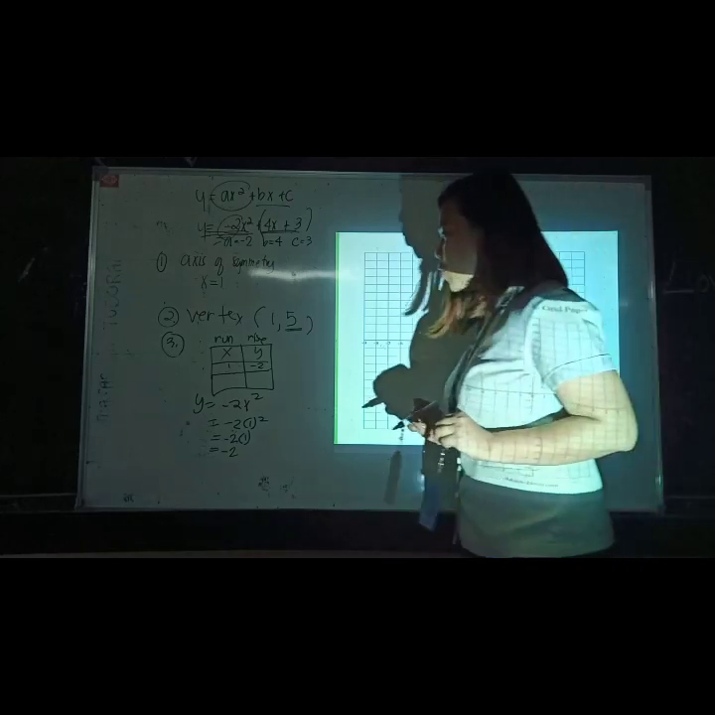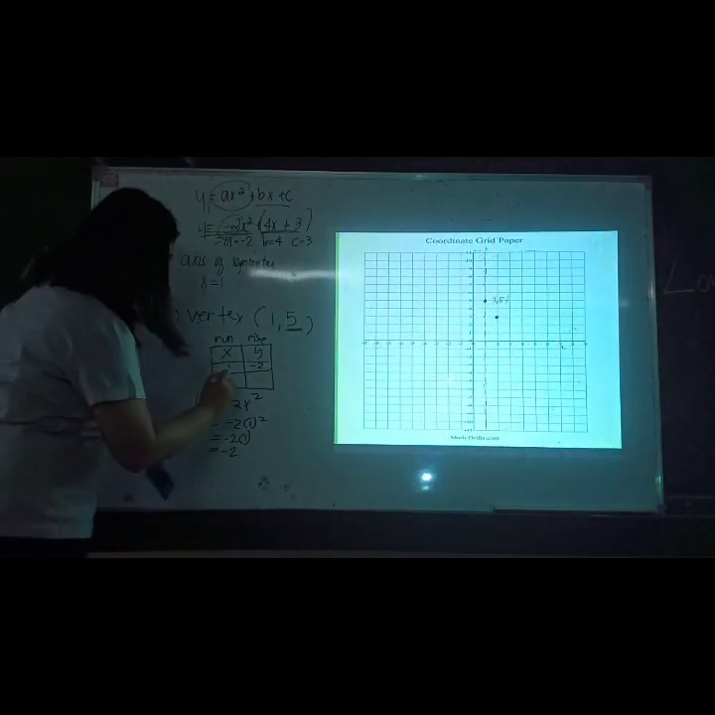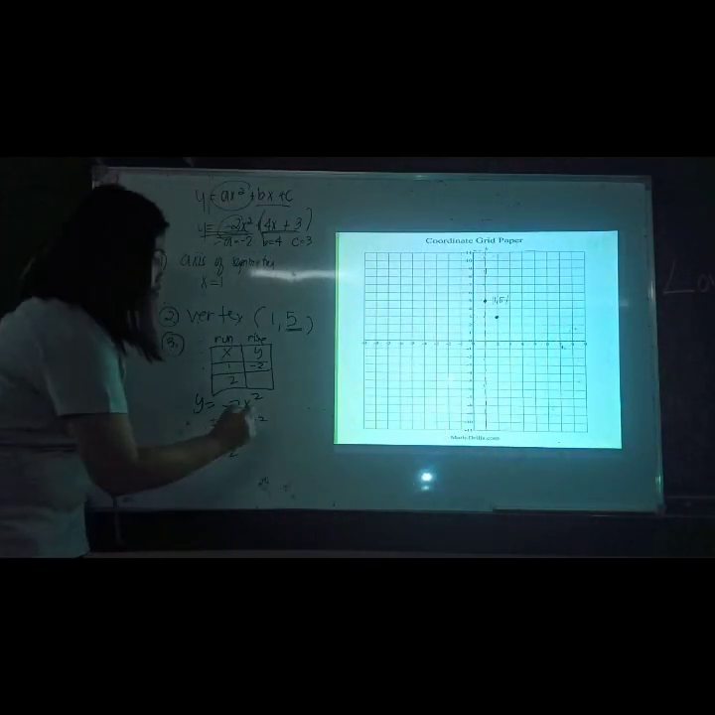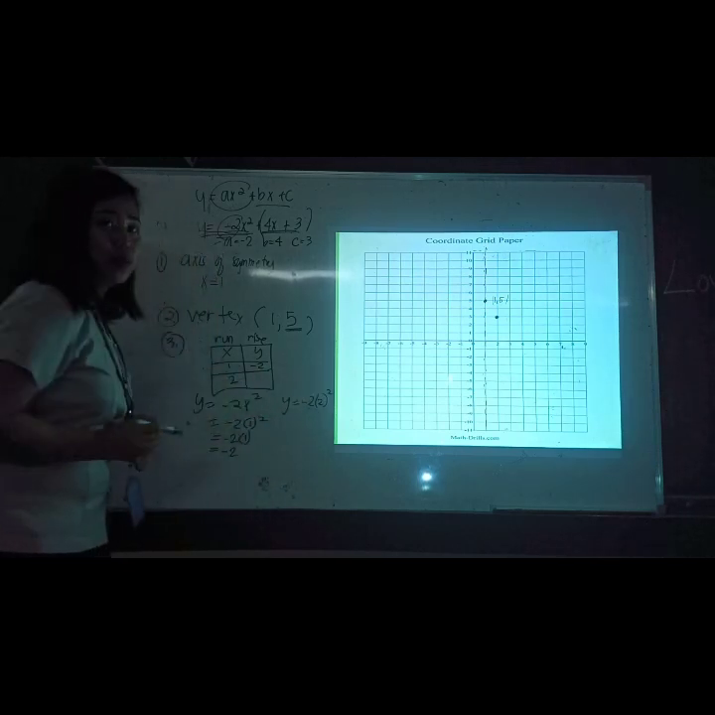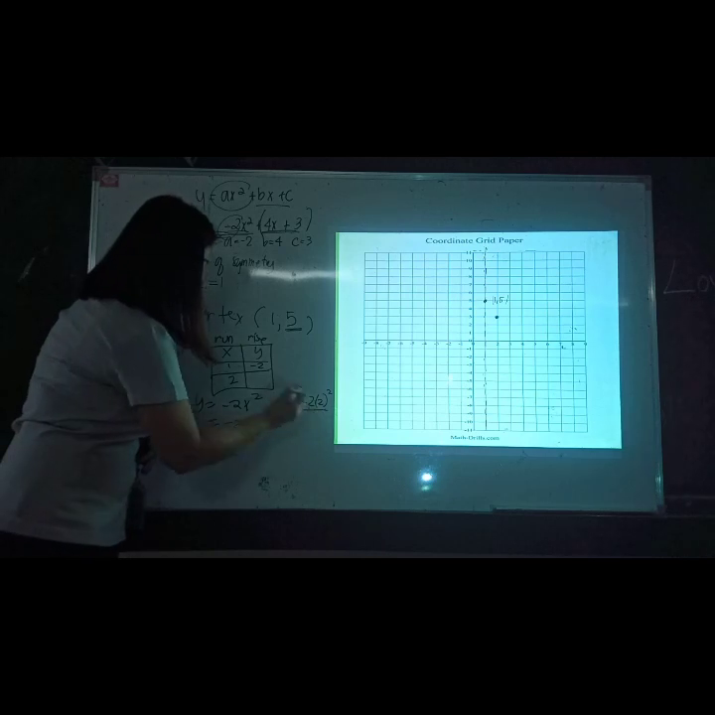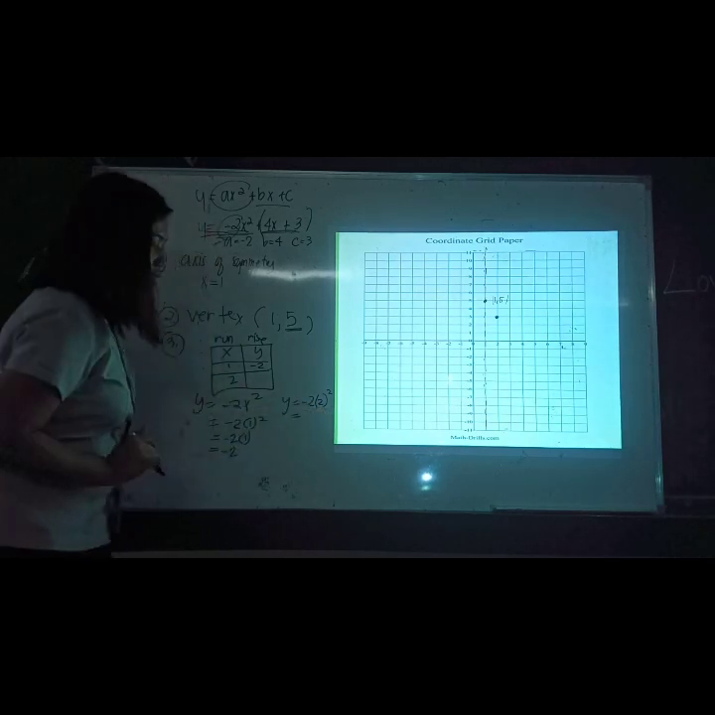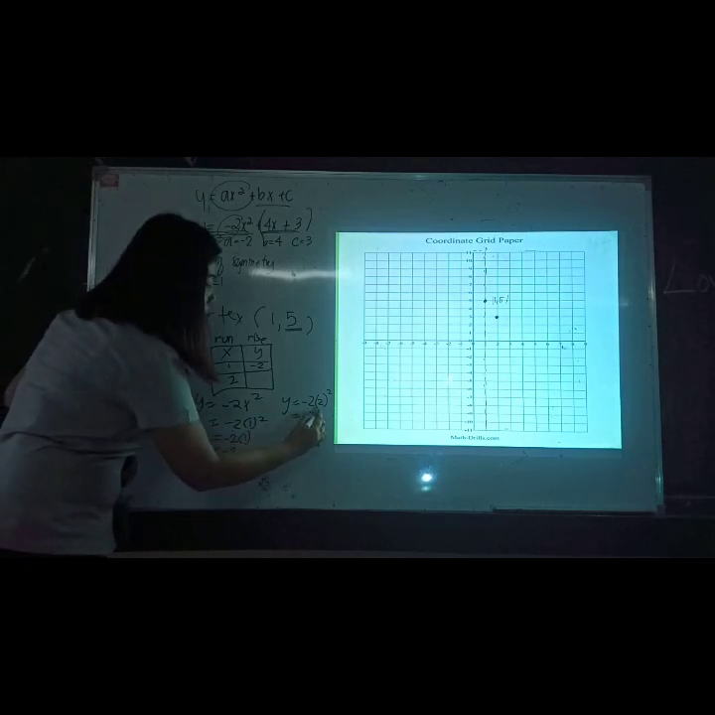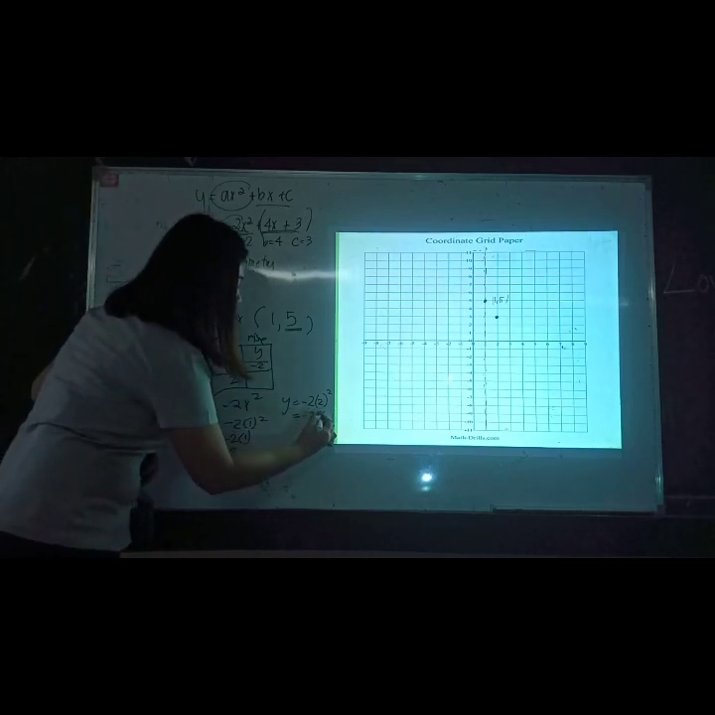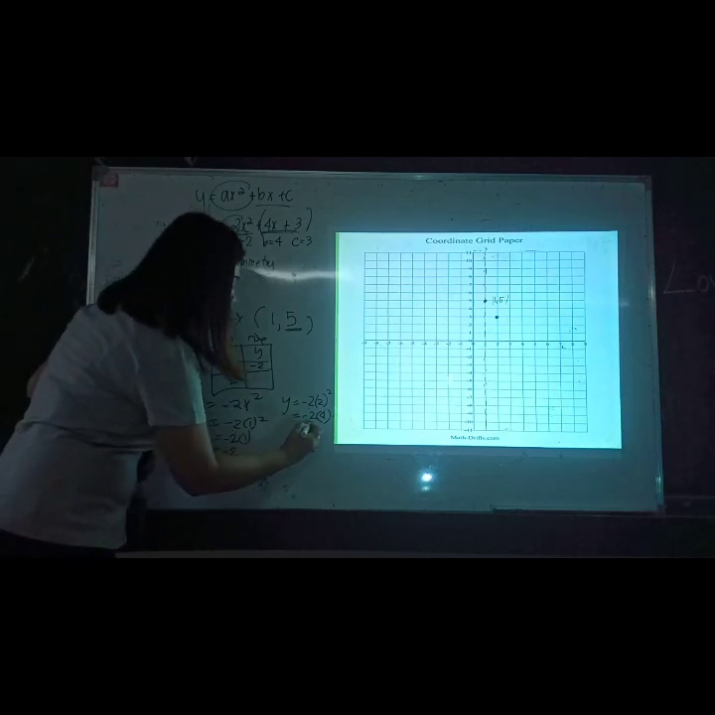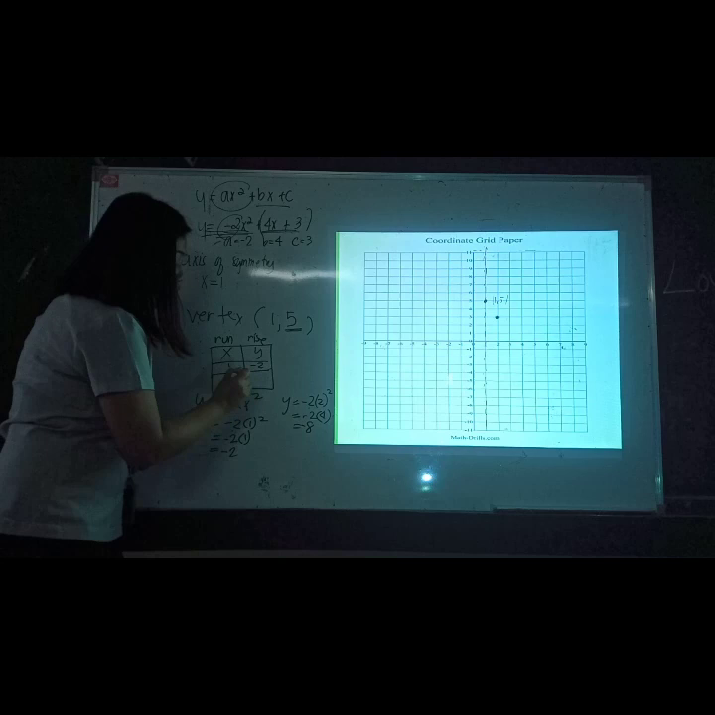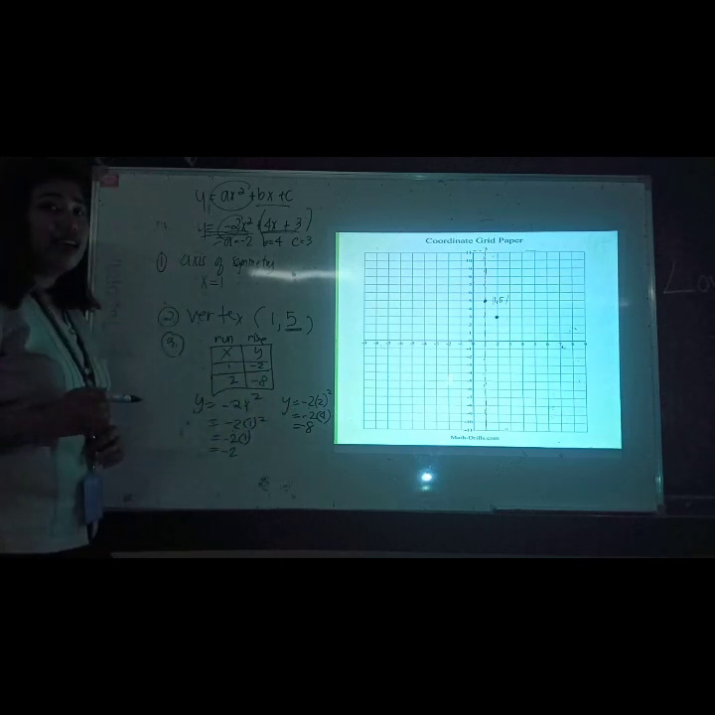Second point, if our x is equal to 2, so we have here y is equal to negative 2x squared, and then we just have to substitute the value of x to 2. It will be negative 2 times 2 squared, that is 4. So negative 2 times 4 is equal to negative 8. Therefore, if our x is 2, our value of y is equal to negative 8.